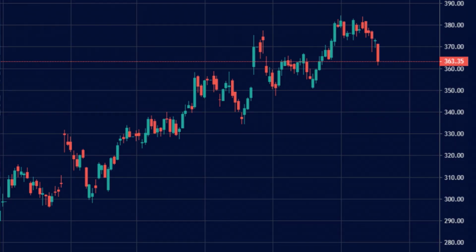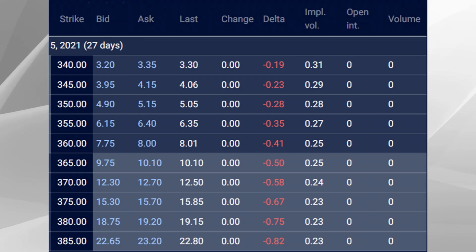Well, let's look at an example of a vertical income spread constructed using a delta rule. Here we have a stock trading for just over $363. The overall trend is up, the stock's pulled back, and it looks like a potentially good entry for a bullish income vertical spread. We're going to use a delta of 30 for this example.